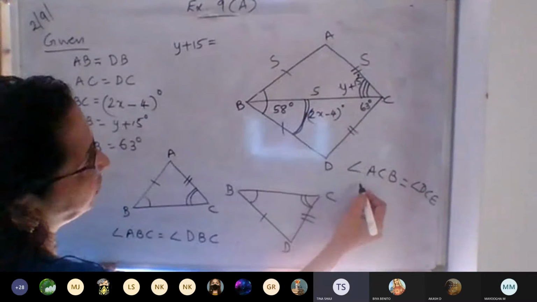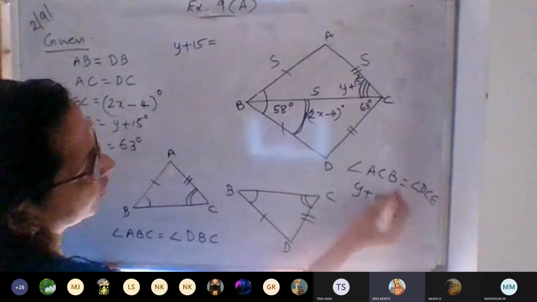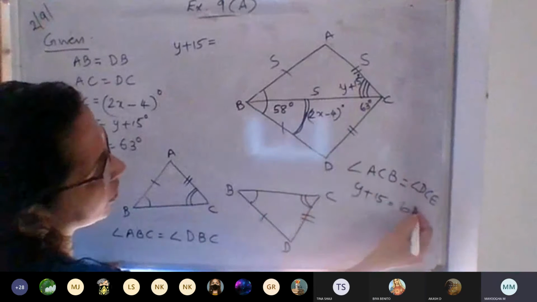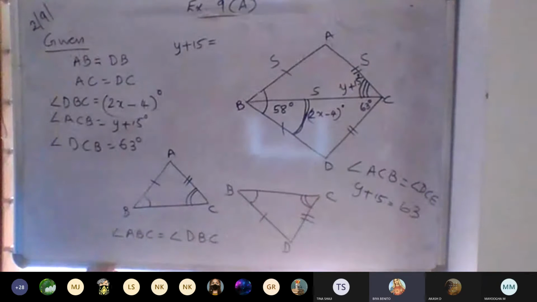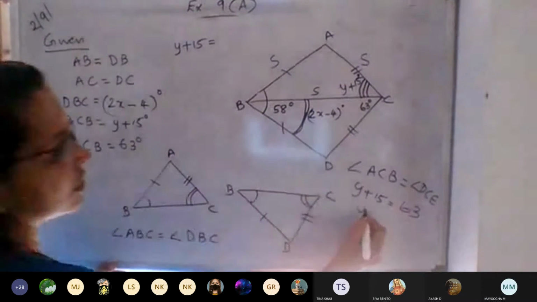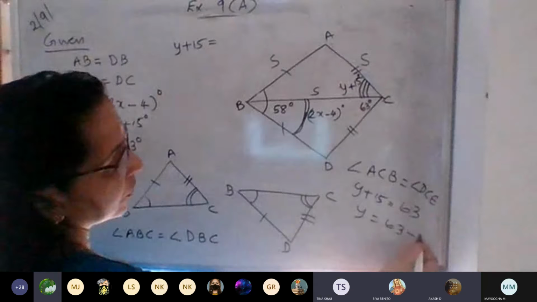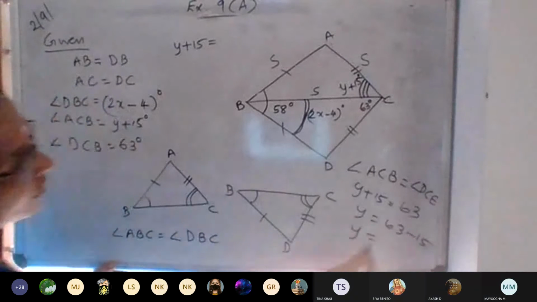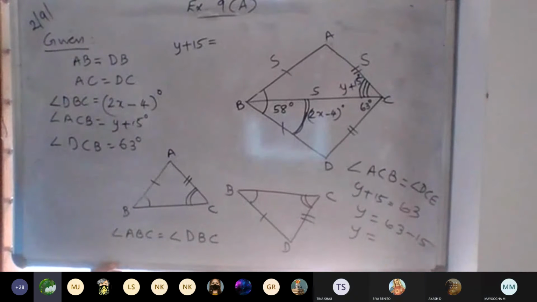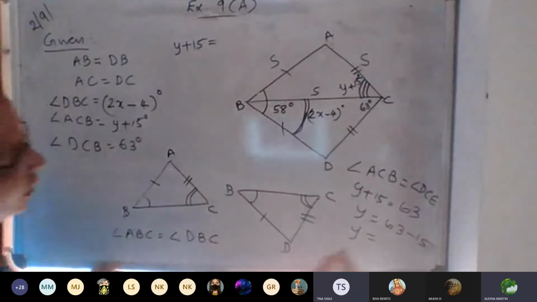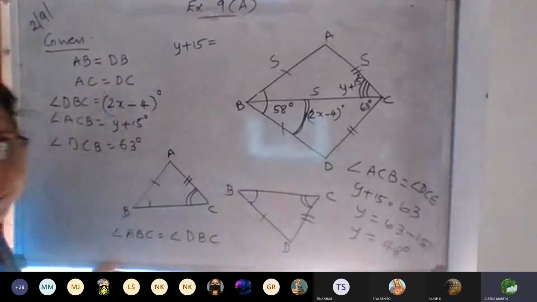ACB is given as what? y plus 15 degree. Angle DCB is given as what? 63 degree. So from there we can write what? y value we can find out. y is equal to what? 63 minus 15. So y, we got it as 48.